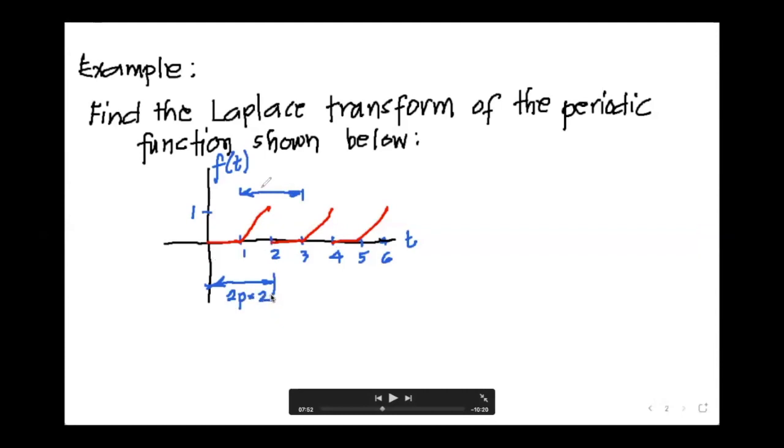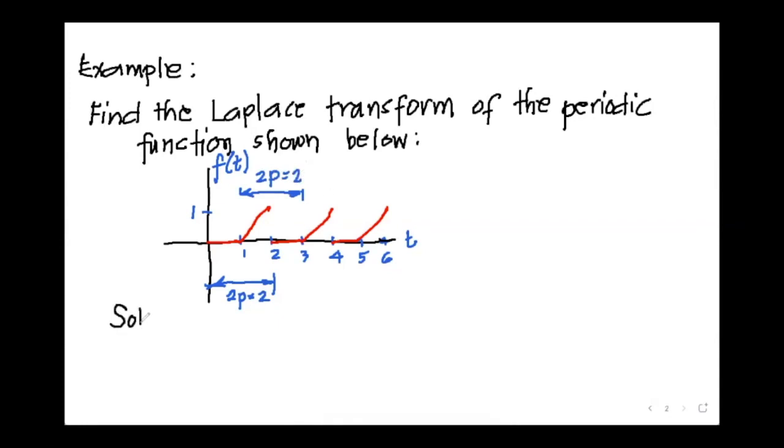2p is equal to 2. Or if you have chosen from 1, this is the point where it started. So for it to repeat again, the next one will be at this point. So this is also 2p. From 1 to 3, or from 2 to 4. So whichever. If it's not specified in the instruction or the direction, you always start from 0 in defining the function.